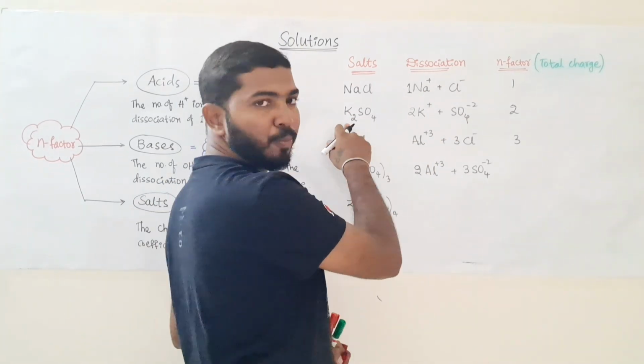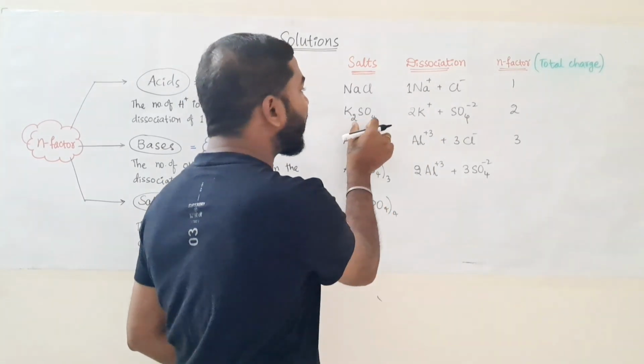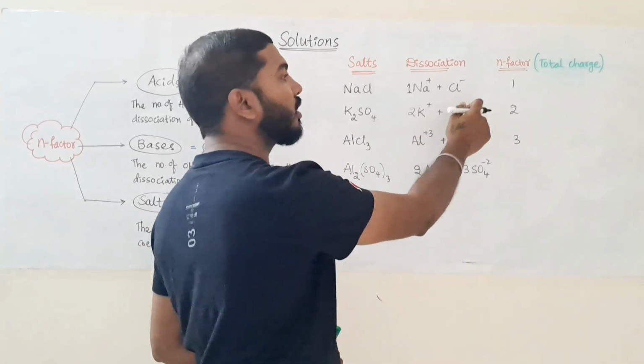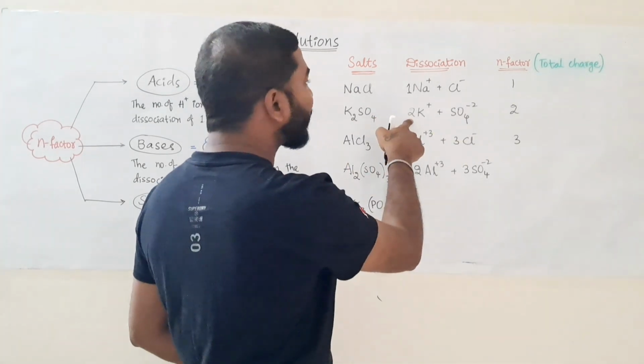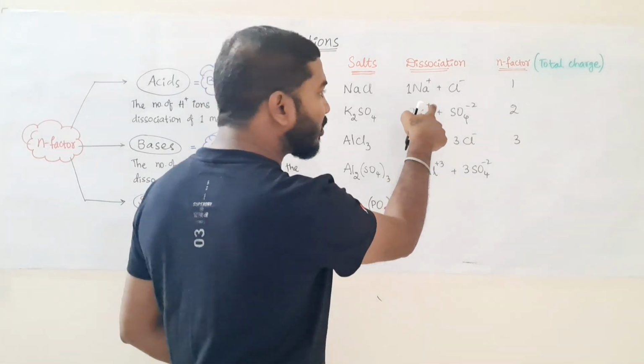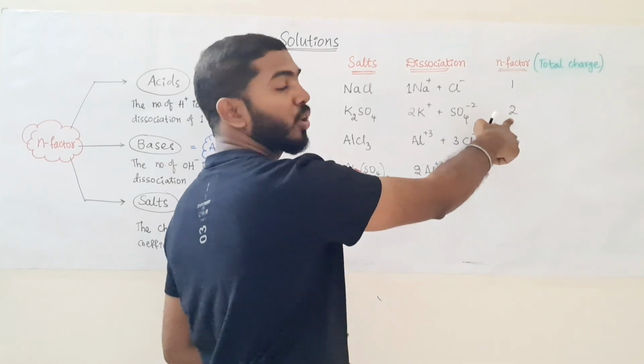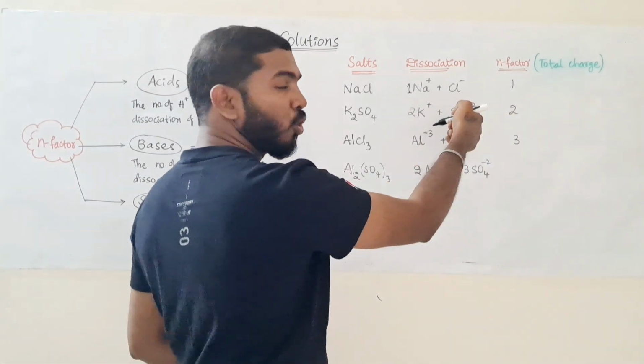And now K2SO4, potassium sulfate. If you can see the dissociation of this, it is going to give us 2 K plus ions and then the sulfate ion. If you can see the total charge, that is the charge multiplied by its stoichiometric coefficient, that is 1 into 2, so it is going to give us 2. So I hope you understood.